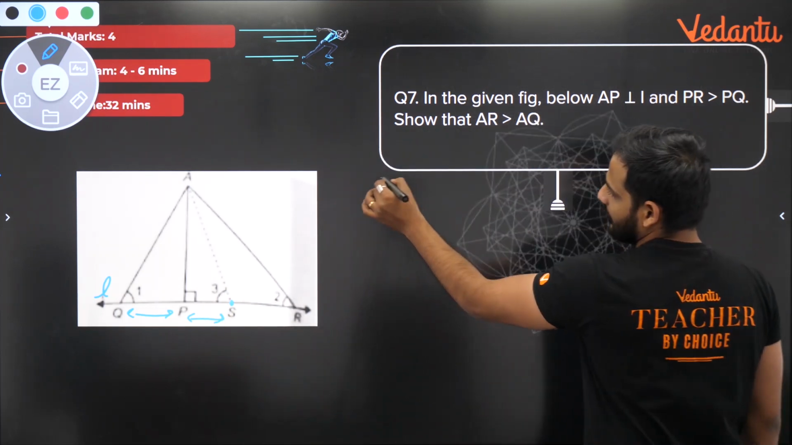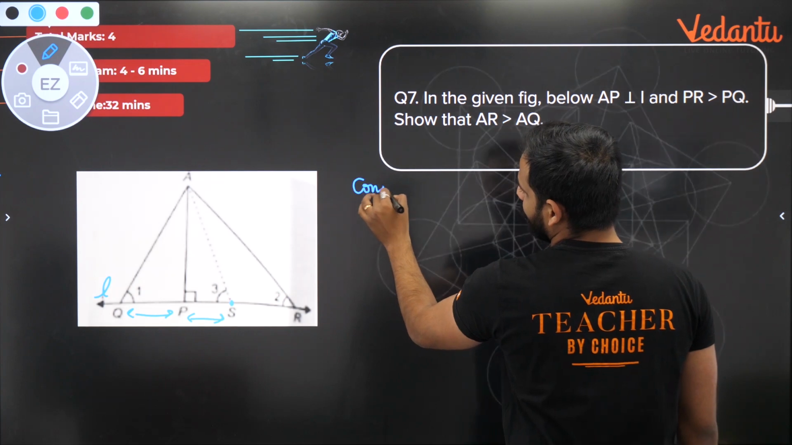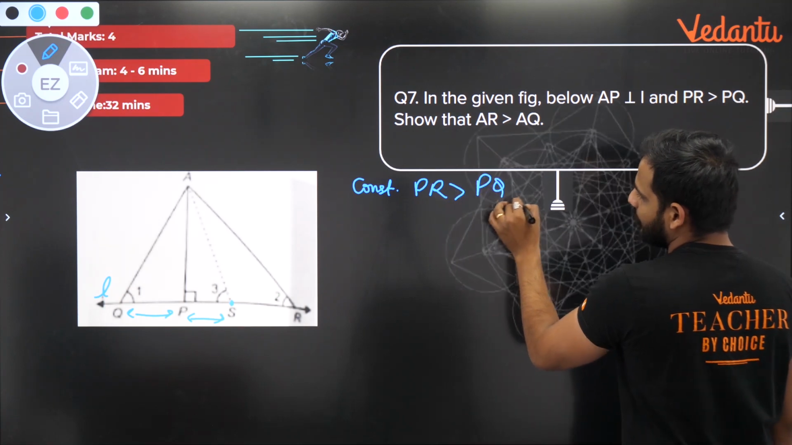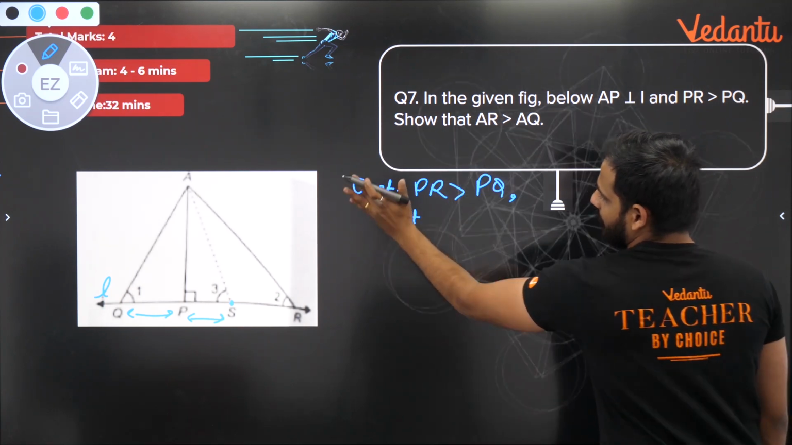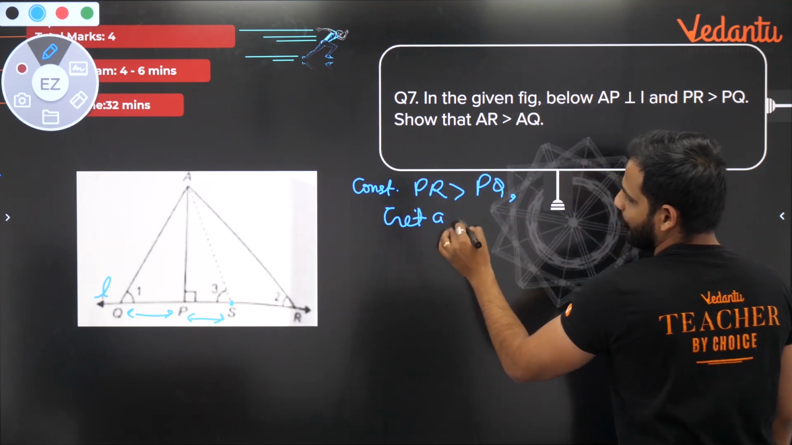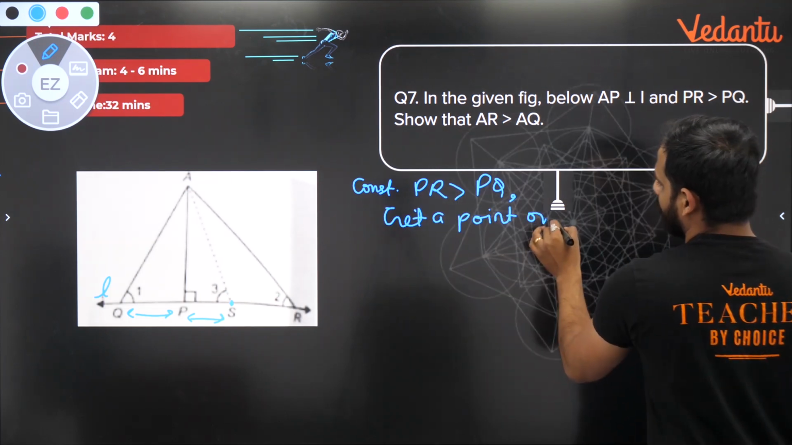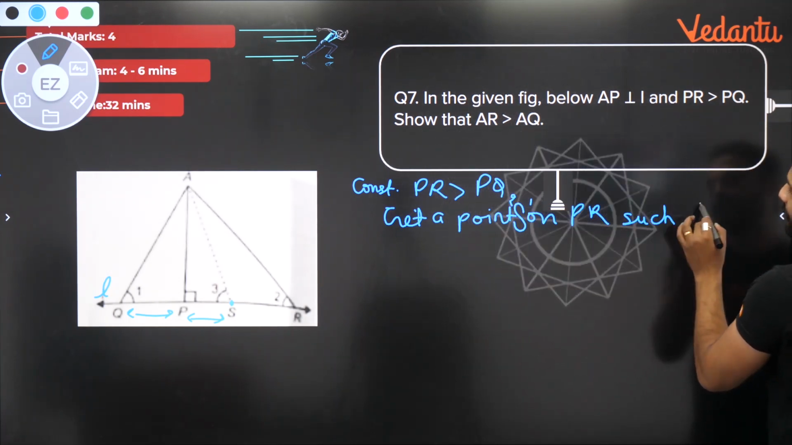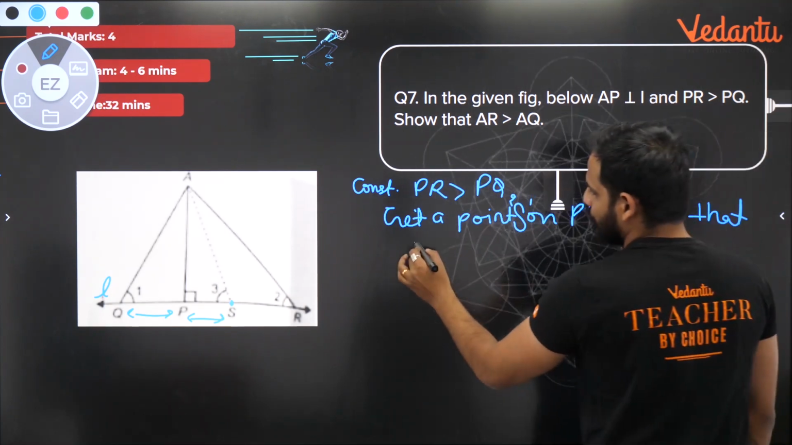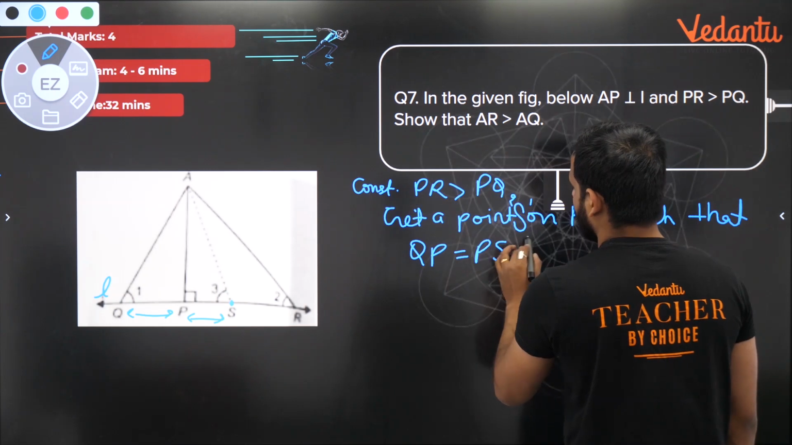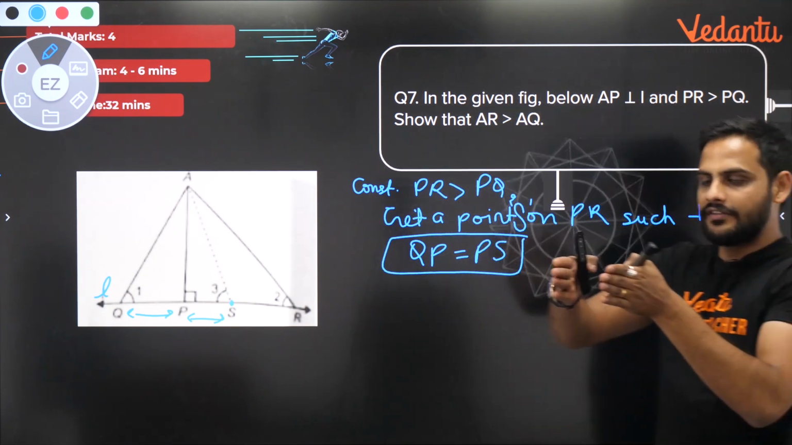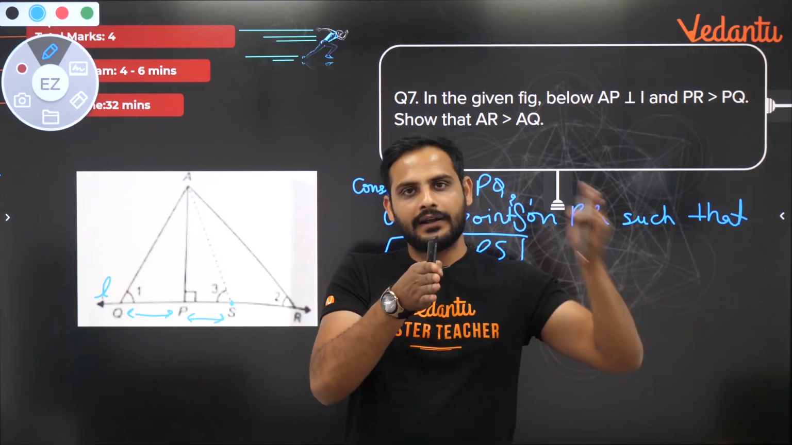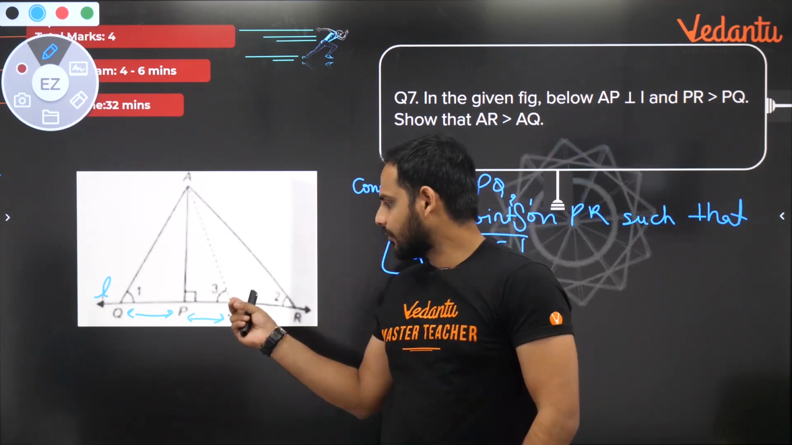So the construction is: since PR is greater than PQ, get a point S on PR such that QP is equal to PS. See, if it is 3 centimeters, and this part to here is 5 centimeters, definitely on this 5 centimeter part I can get a point at 3 centimeter length. So that is what I have done here.